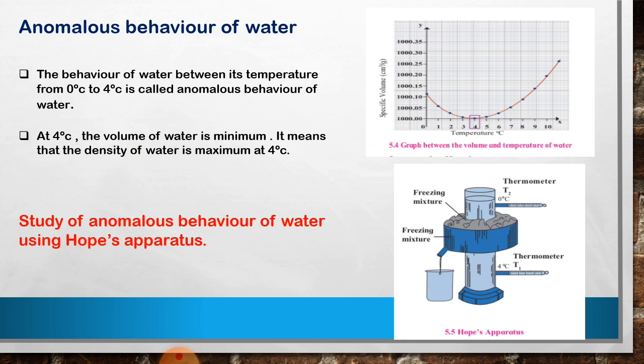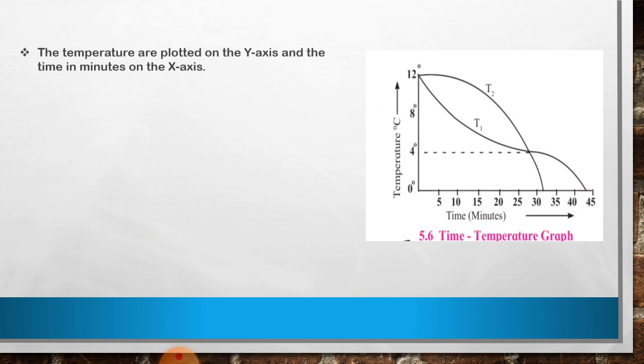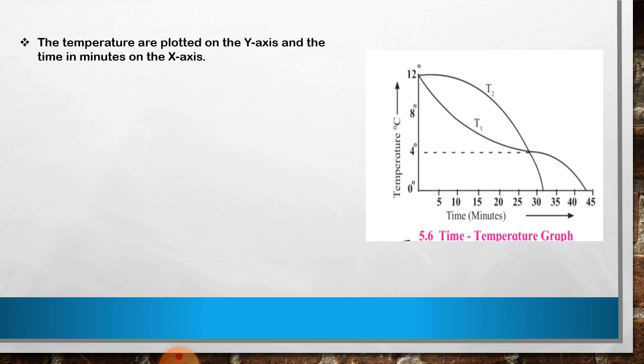So like that, this anomalous behavior of water we learned with the help of Hope's apparatus. Students, this is a concept which we learned very conceptually in our last class. Then here is one graph which shows the time-temperature graph. The temperature is plotted on the y-axis and the time in minutes on the x-axis.